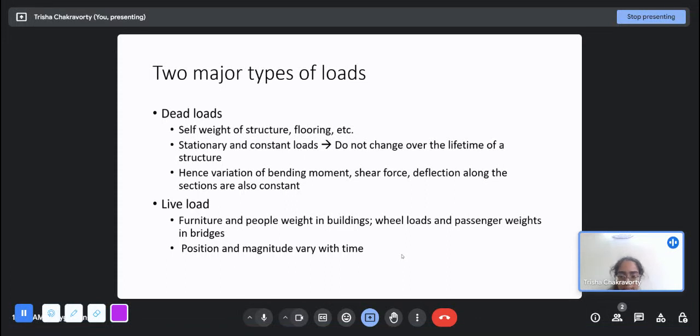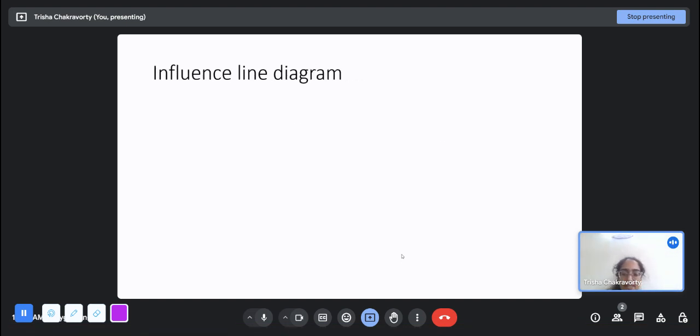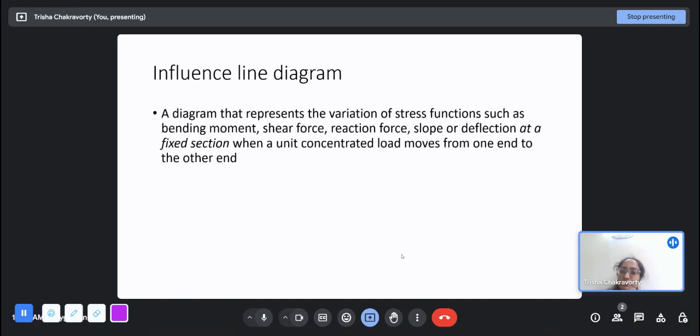We need to study that as well, because in the real world, when we want to design a beam, we cannot say that this fixed load pattern is always going to be there. We have to consider the variations that are possible due to the live load, and that is where the influence line diagram comes into the picture. It is a diagram that represents the variation of a stress function, such as bending moment, shear force, reaction force, slope or deflection, at a fixed section when a unit concentrated load moves from one end to the other.